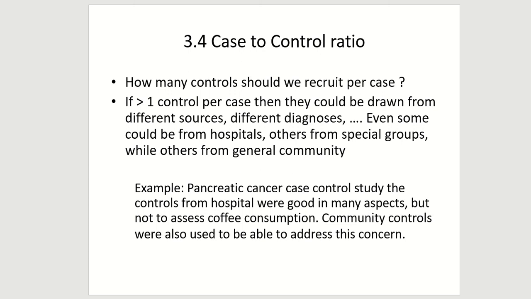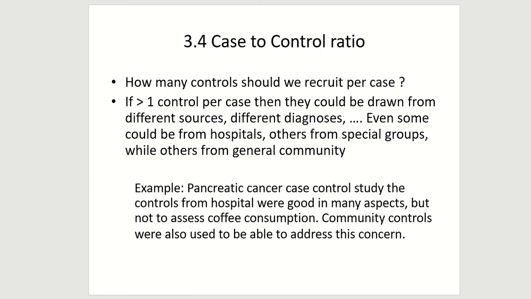We were saying a while ago that you have controls that are hospital based, community based, special group based. Each one has its advantages and disadvantages. For every case, you may pick one control from the hospital, one control from the community at large, and one control from a special group. This way you're getting different controls with the different advantages of each one of them.